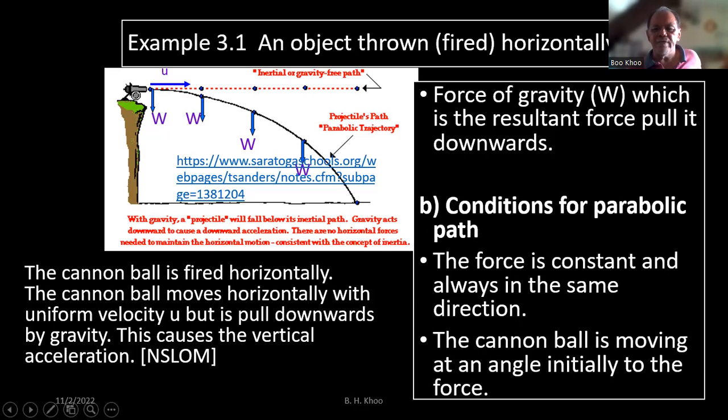The cannonball is moving at an angle, right? Not vertically, not thrown vertically. It can be shooting upwards, it can be shooting downwards there. As long as it's moving at an angle, it's a parabolic path. So in this case, where it's being pulled downwards, that's the resultant force, which is the weight.